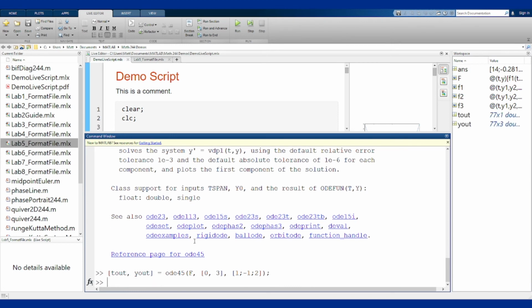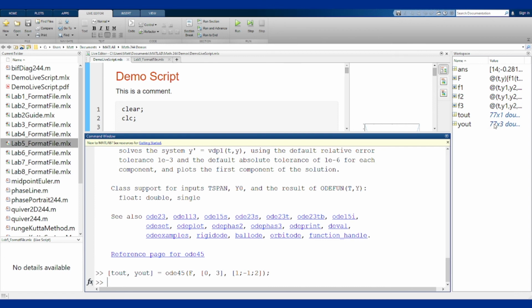We'll suppress the output for now and run it. And if you look over here, we can see what happened. T out is a 77 by 1 double. So T is a one-column vector with 77 elements. Those are our times that it plotted. And Y out is 77 by 3, meaning I have 3 columns in Y corresponding to Y1, Y2, and Y3 respectively.